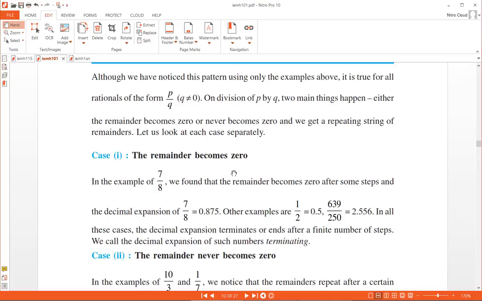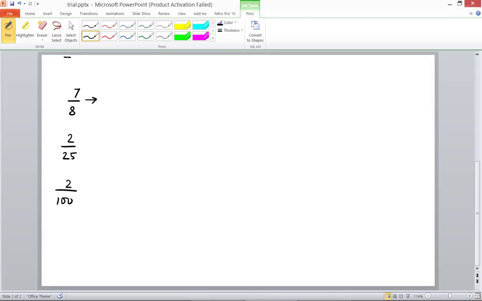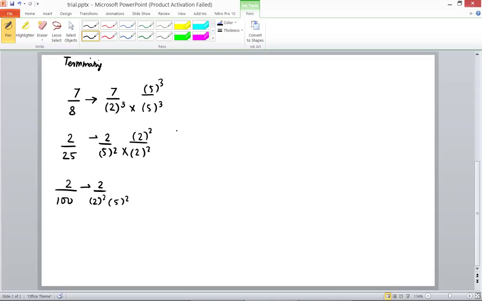Now when is the remainder becoming 0? Let's take examples of terminating numbers. Now, why are they terminating? If I try to take the prime factorization of this, it is 5 square. So, if I want to convert this into a decimal, I should be able to do this. Here also, I'll be able to do this. This is already in hundreds.